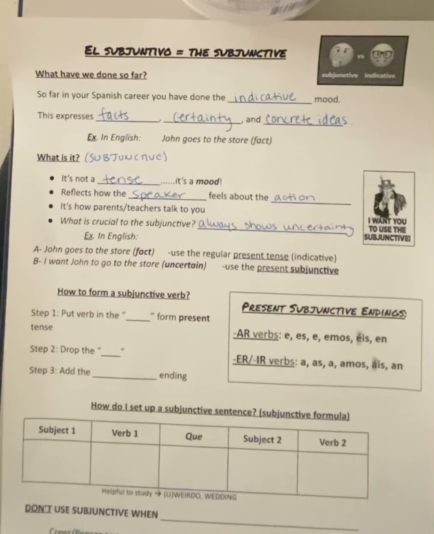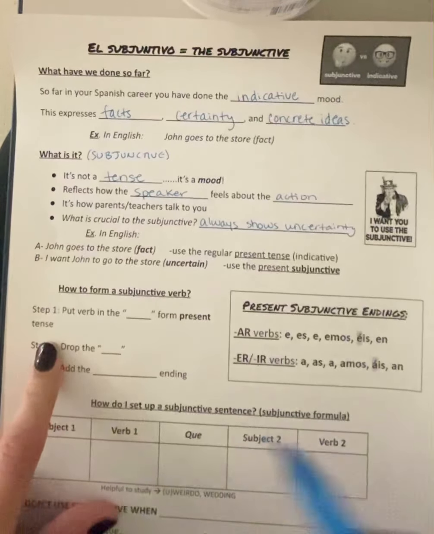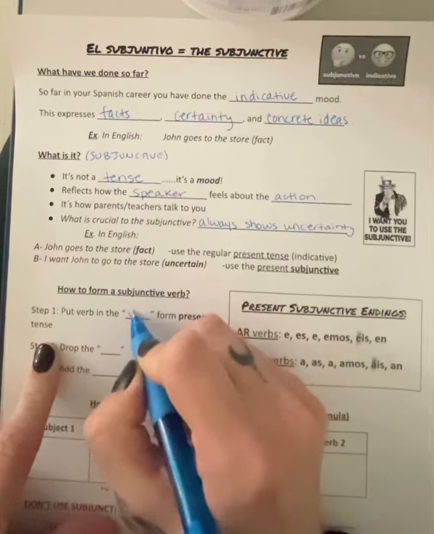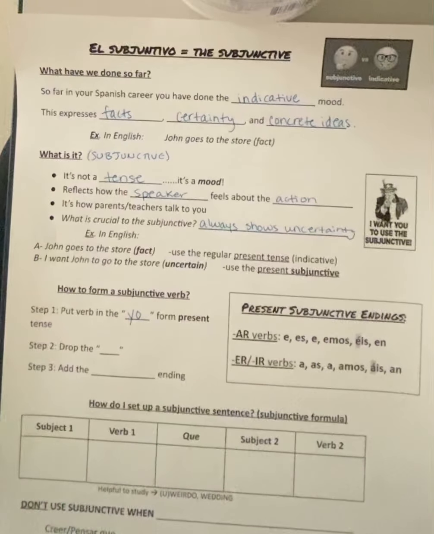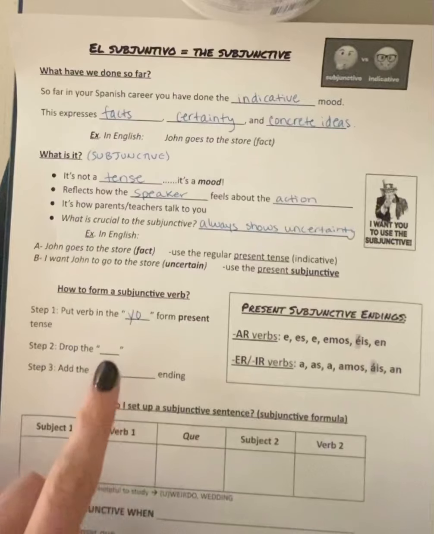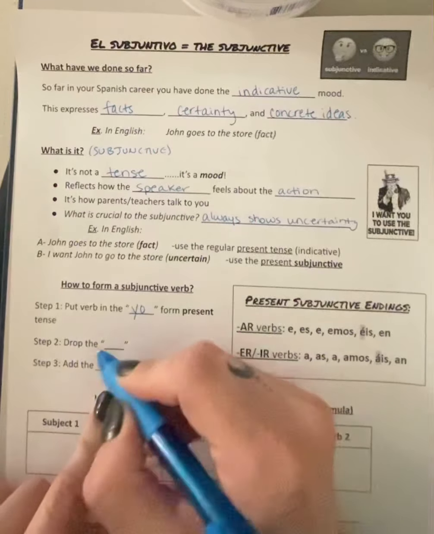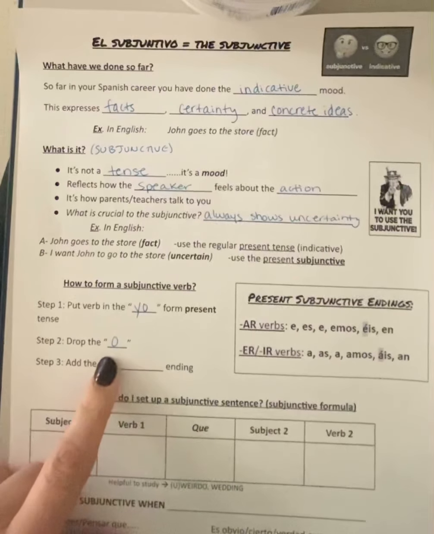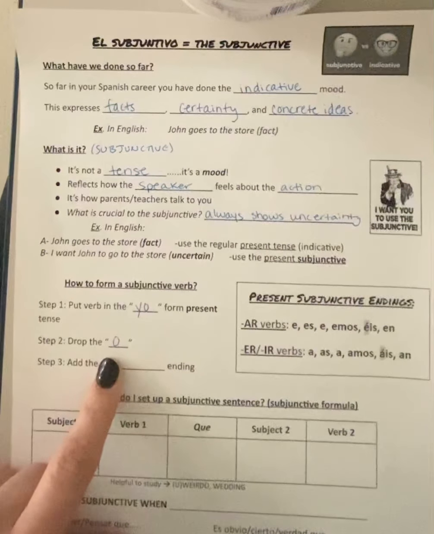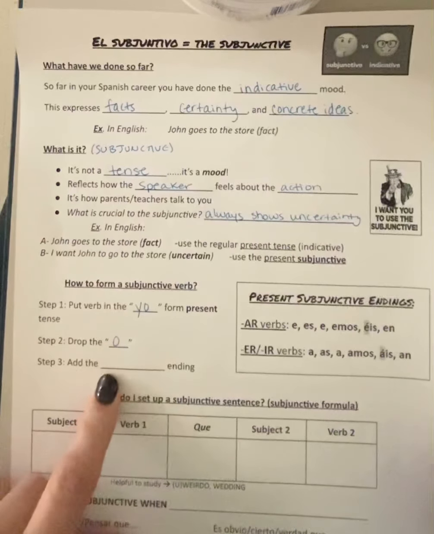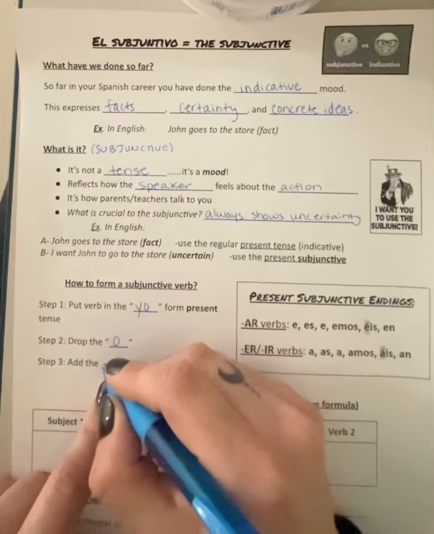Okay? So our first step here, we're going to put the verb into the yo form of the present tense. The whole reason we have to do that is in case there are any irregular yo forms. Example, go-goes, etc., things like that. So once we put that verb into the yo form, we drop off the O. All right? After we drop off the O, we're going to add the subjunctive ending.